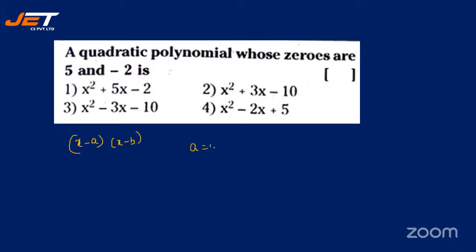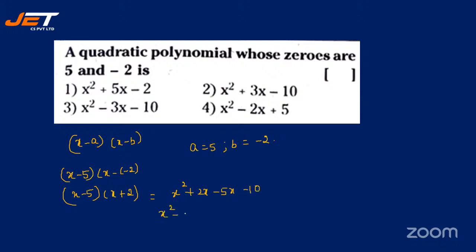For a, you can use 5. For b, you can use -2. So what happens here? x minus 5 into x minus (-2), so it becomes x minus 5 into x plus 2. Just expand it: x squared plus 2x minus 5x minus 10, which is x squared minus 3x minus 10. So obviously the answer must be option 3.